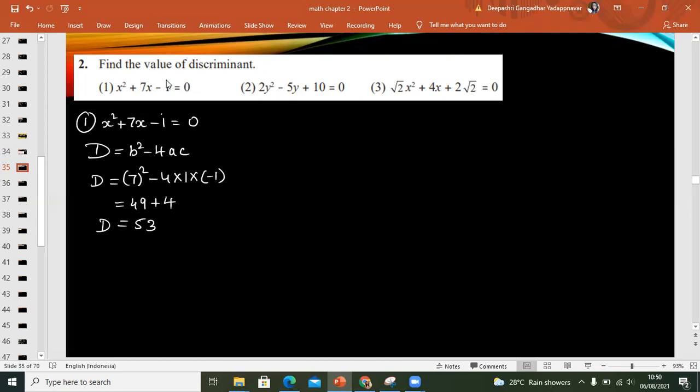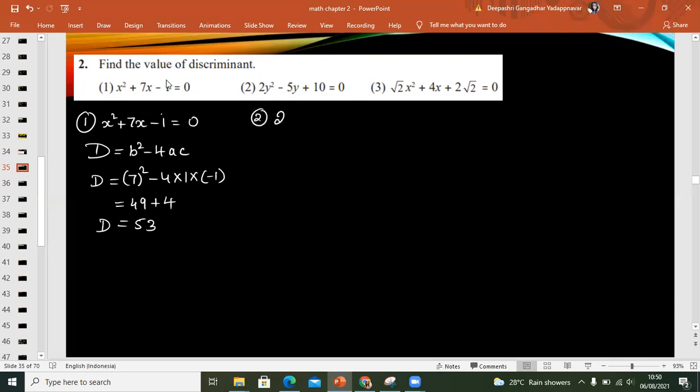They have not asked you to write the nature of the roots. Whatever discriminant answer we have got, they have not asked in the question to write the nature of this. But when you already know the discriminant, when you get a positive value, we can tell the nature of the quadratic equation is real and unequal. If they mention in the question, you can write the nature of the roots. Here it is not mentioned, so we are not writing.